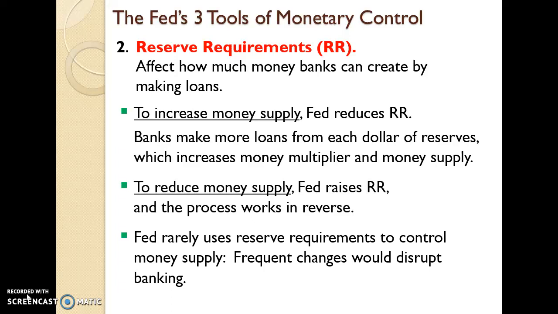The Federal Reserve rarely uses or manipulates the reserve requirement as a way to control the money supply because it would disrupt banking pretty drastically. And so we don't manipulate reserve requirements all that often. It's much easier to use the first option, which is the open market operations, to manipulate the money supply.